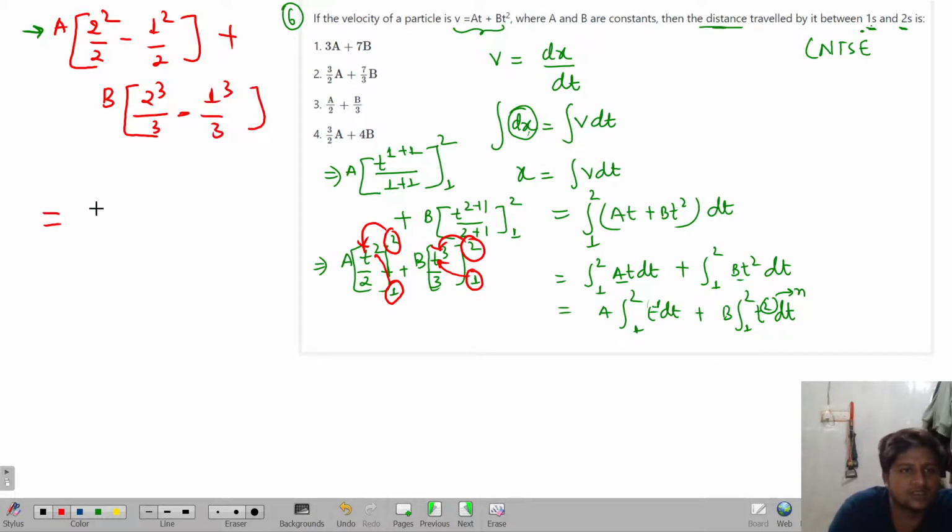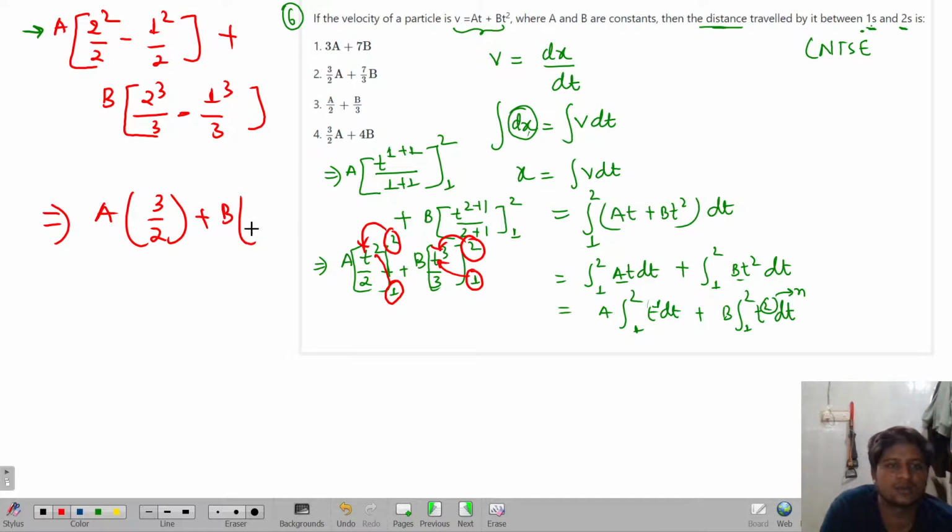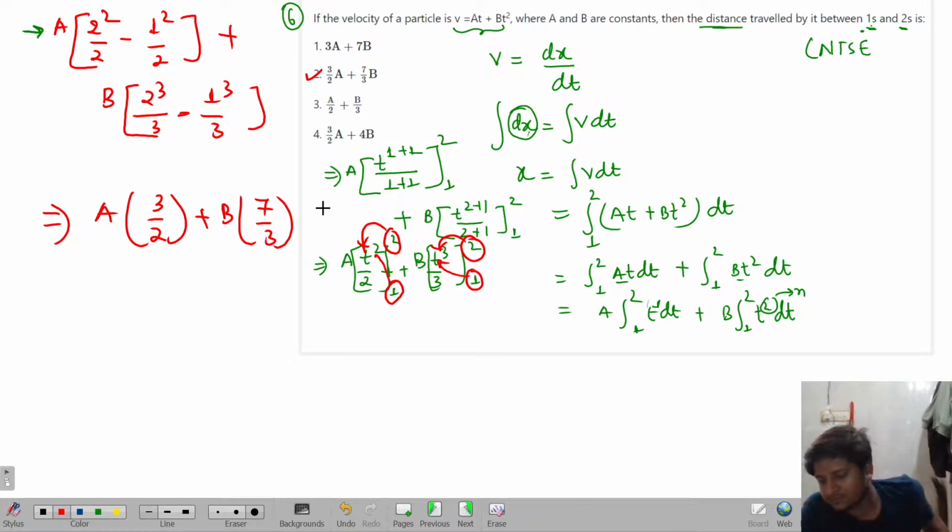I think if you solve this, what will the answer be? For a, this is 4 minus... do not cancel it, let it be. So it is 4 by 2 minus 1 by 2. What will it become? 3 by 2. Plus b times 8 by 3 minus 1 by 3, that is 7 by 3. So the answer is 3 by 2 a plus 7 by 3 b. Are you able to understand or not? Tell me yes or no. Any kind of doubt? No. Confirm everyone? No, sir. Good guys. Great. Really.